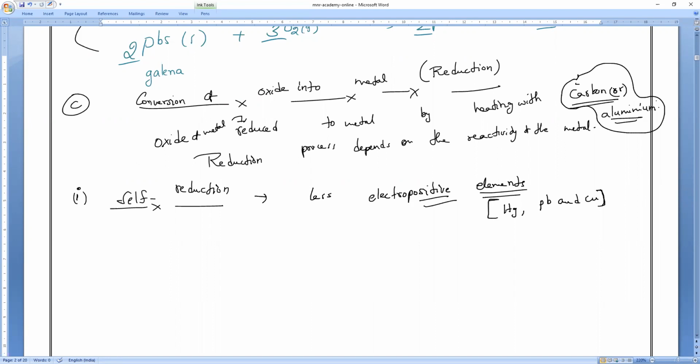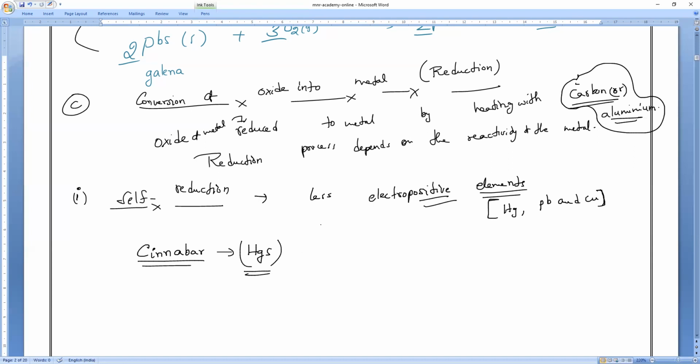So when concentrated, for example, Hg, mercury. What is the name of the ore of mercury? Cinnabar. Understood? What is its chemical name? Mercury(II) sulfide. Am I right, Mithakshri? Yes, sir. Yeah, mercury(II) sulfide.